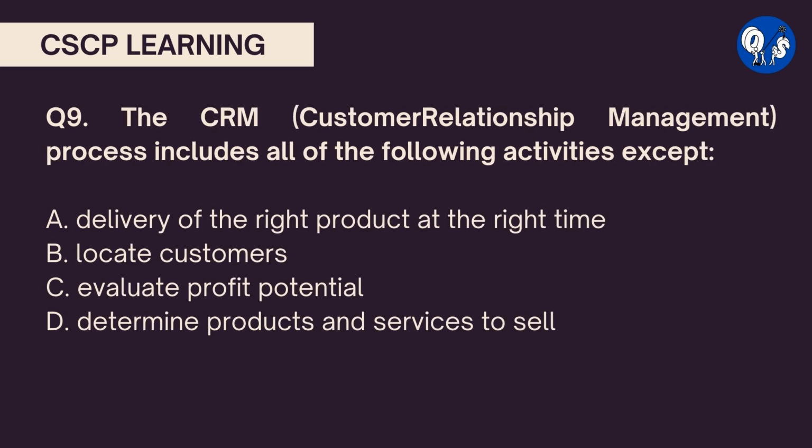Question number 9. The customer relationship management process includes all of the following activities except A. Delivery of the right product at the right time, B. Locate customers, C. Evaluate profit potential, D. Determine products and services to sell. The correct answer is A. Customer relationship management process includes locating customers, identifying products and services which add value to customers, assessing the potential profitability of the customer, and developing relationships with customers that are long lasting and mutually satisfactory. Delivering the right product at the right time is an order fulfillment process.